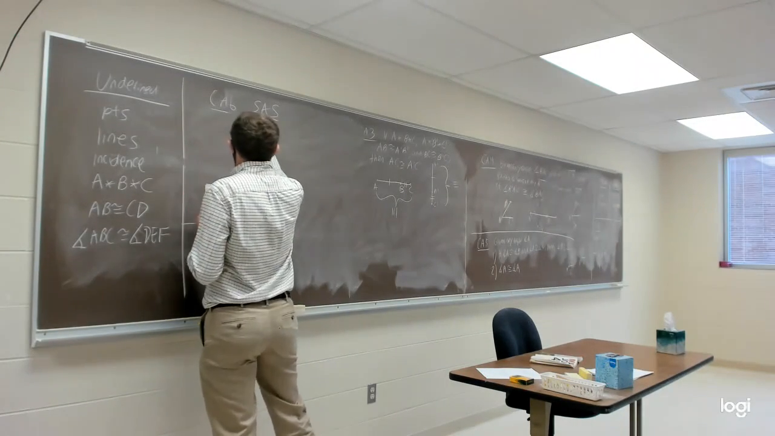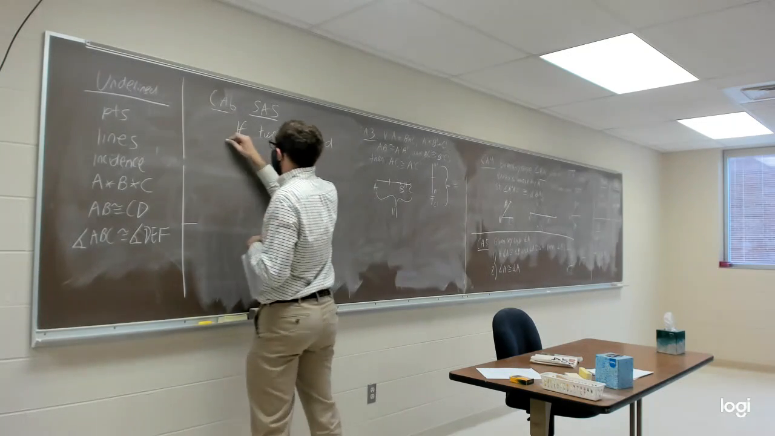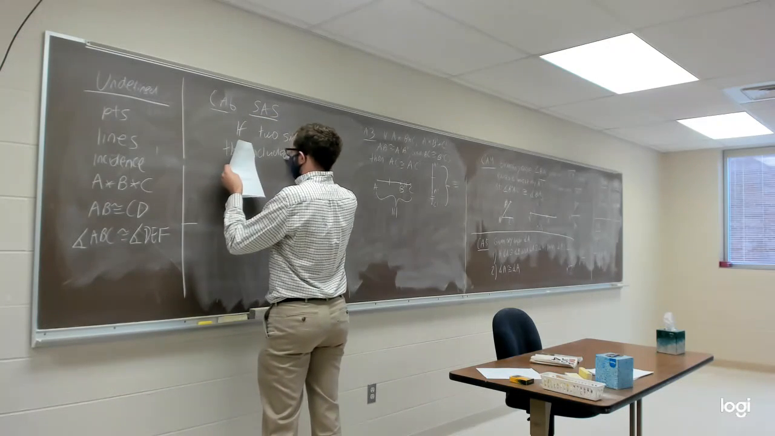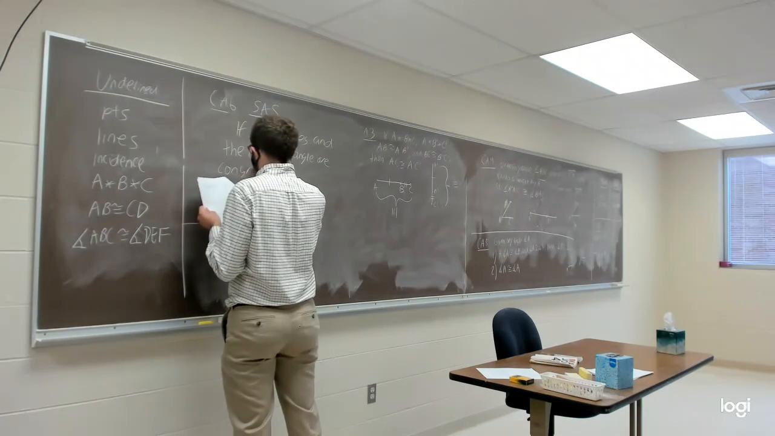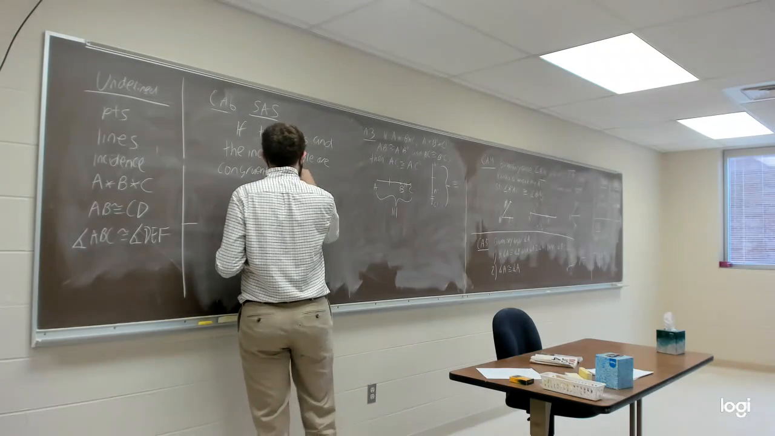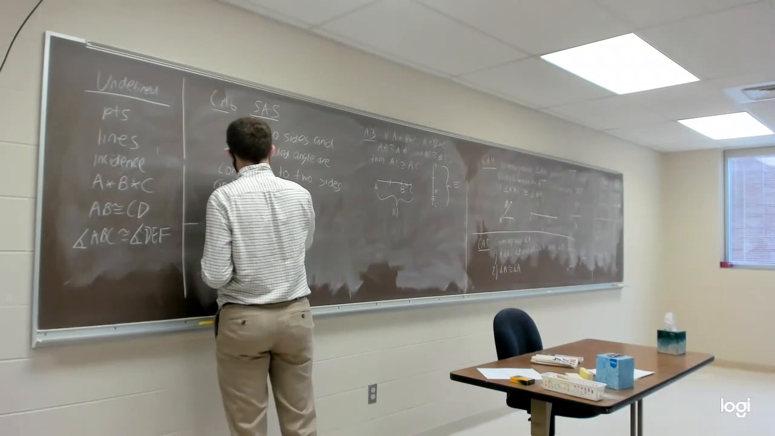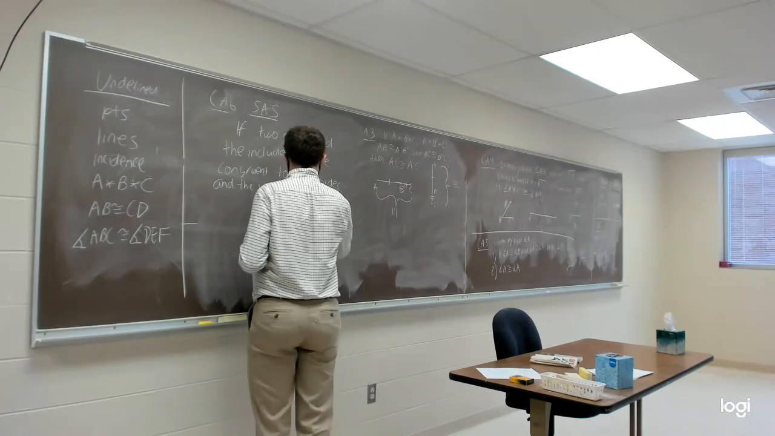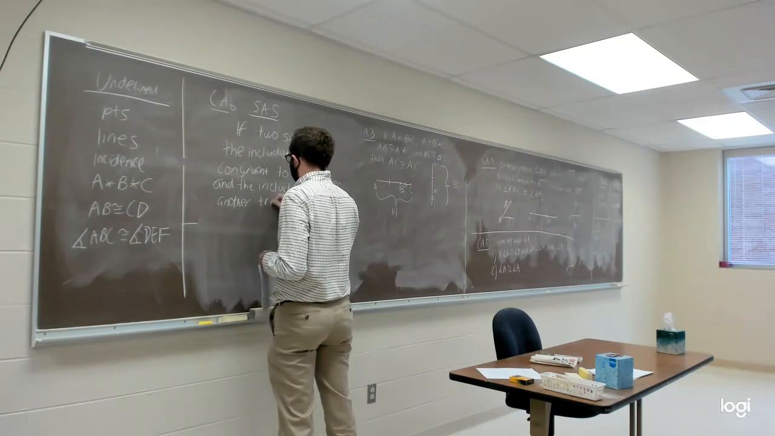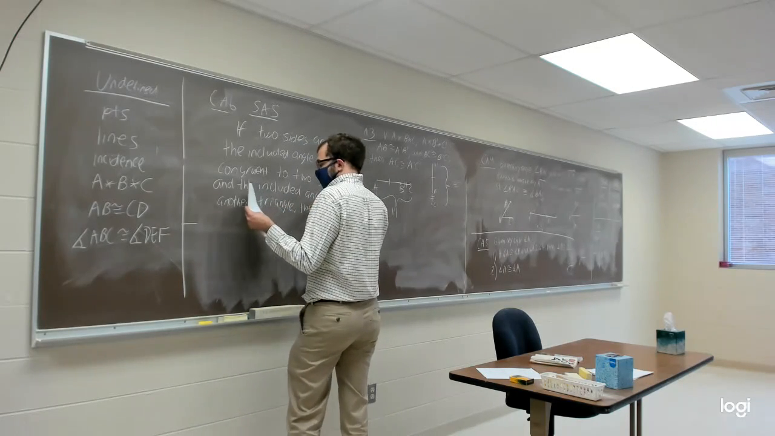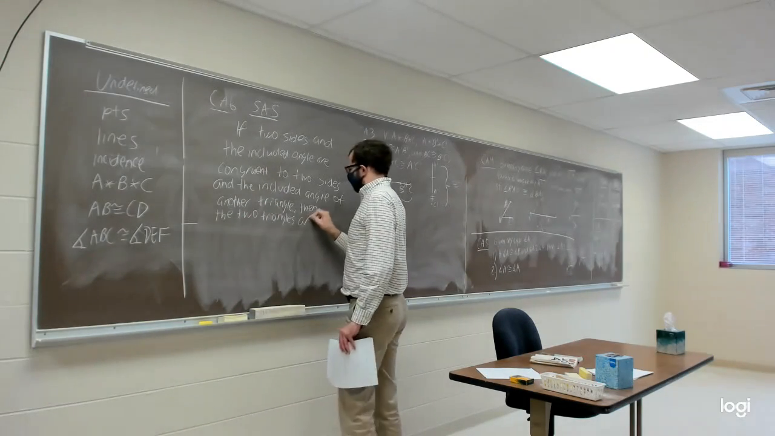Uh-oh. So, if you have two triangles, where two sides and the included angle are congruent to two sides and the included angle of another triangle, then the triangles are congruent.